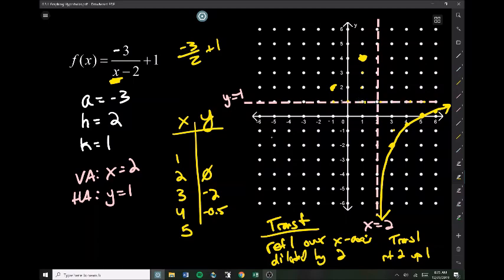Or we can just plug things in. So for example, let's plug in 0. 0 minus 2 is -2. And -3 divided by -2 is 1.5. 1.5 plus 1 is 2.5. So this is (0, 2.5), which is right here. We get the idea of how this works. I'm going to just sketch out the rest.